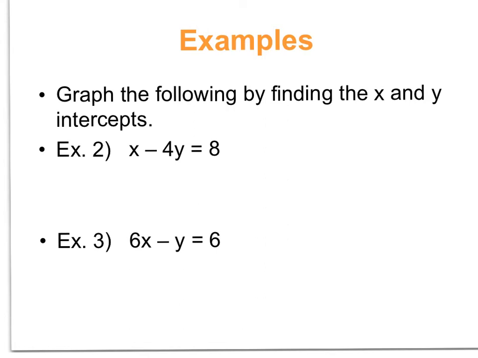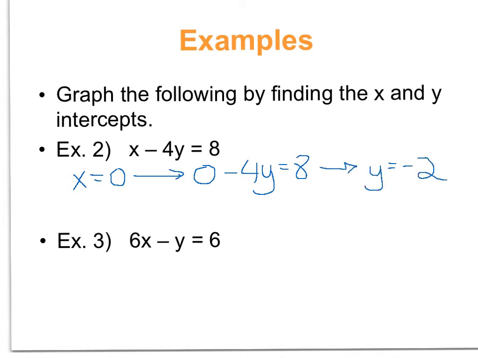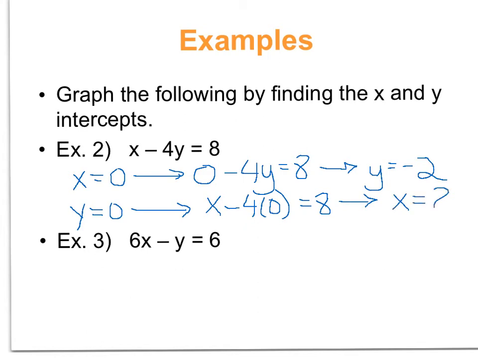So example 2 is in standard form, where a is 1, b is negative 4, and c is 8. In order to graph, we've got to find our two intercepts. I'm going to first start with the y-intercept, where x is 0. So I have 0 minus 4y equals 8. Therefore, y would end up equaling negative 2. For our x-intercept, y is 0, so we'd have x minus 4 times 0 equals 8, or x equals 8, which we were able to come up with quite easily.